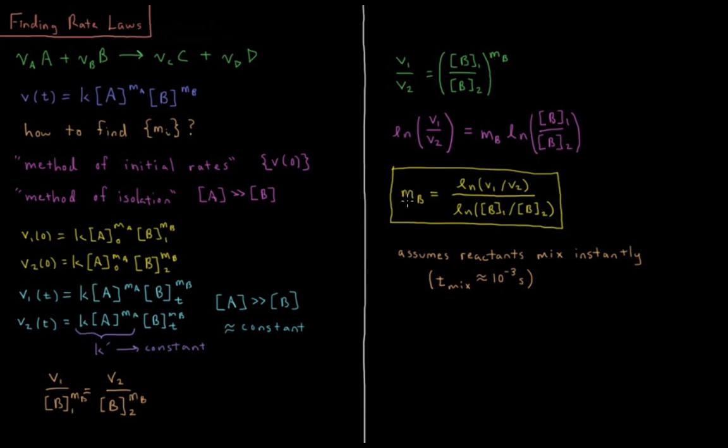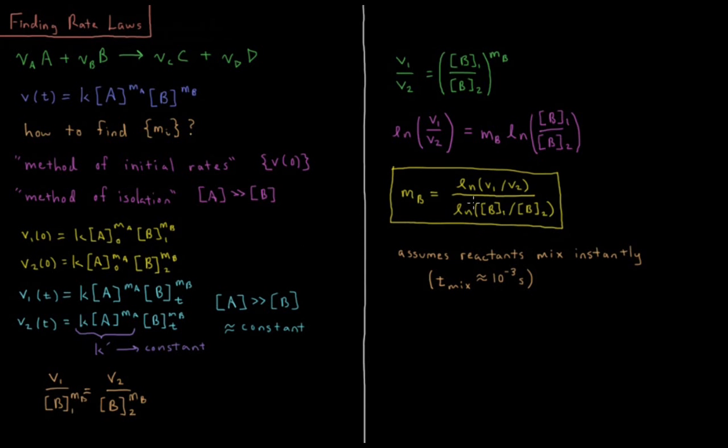So the order of our reaction in reactant B is equal to the natural log of our first reaction rate divided by our second reaction rate, divided by the natural log of our concentration of our reactant in reaction 1 divided by our concentration of our reactant in reaction 2. So this is one way to do it using these two methods. There are also a wide variety of others you could use.